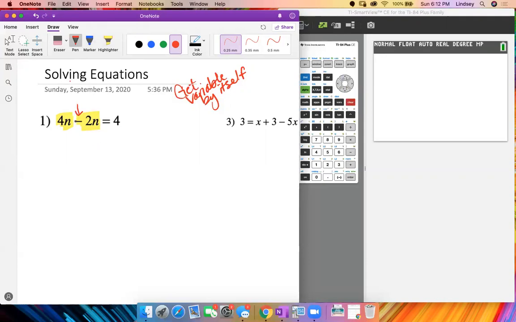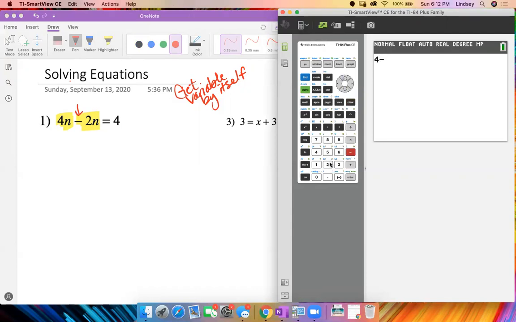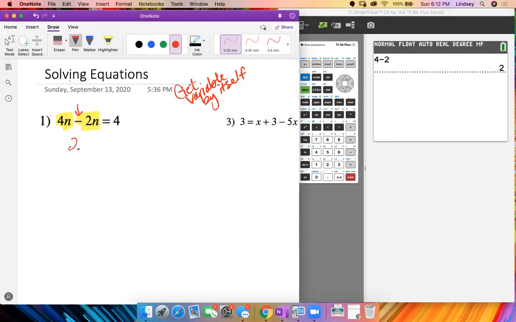So I have 4n minus 2n. So I just do a positive 4 minus 2, and I'm left with 2n equals, and then I just bring down my 4. Okay? So again, going back to my goal over here, we got to get the variable by itself. So I'm trying to get this n all by itself.